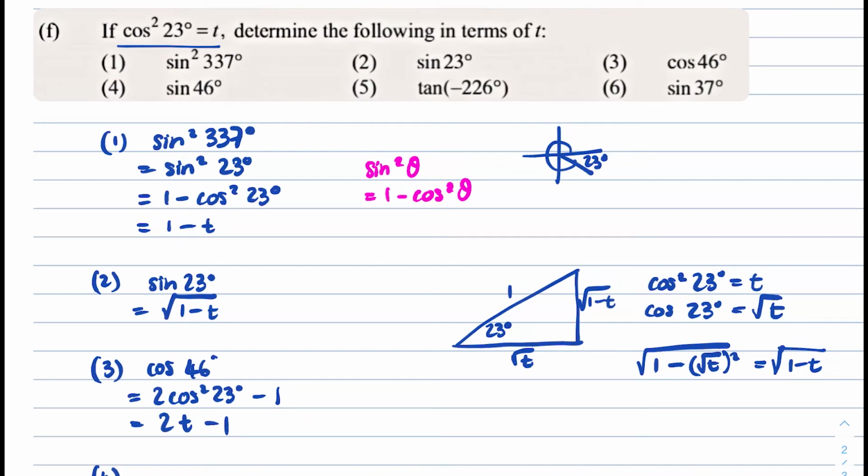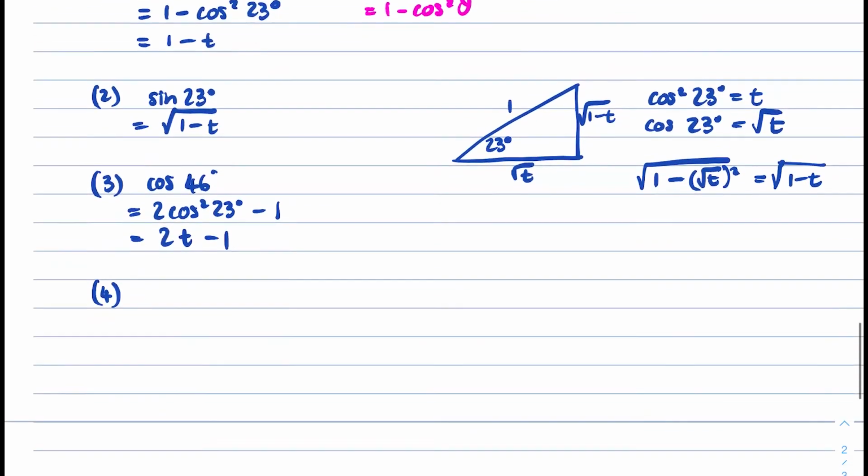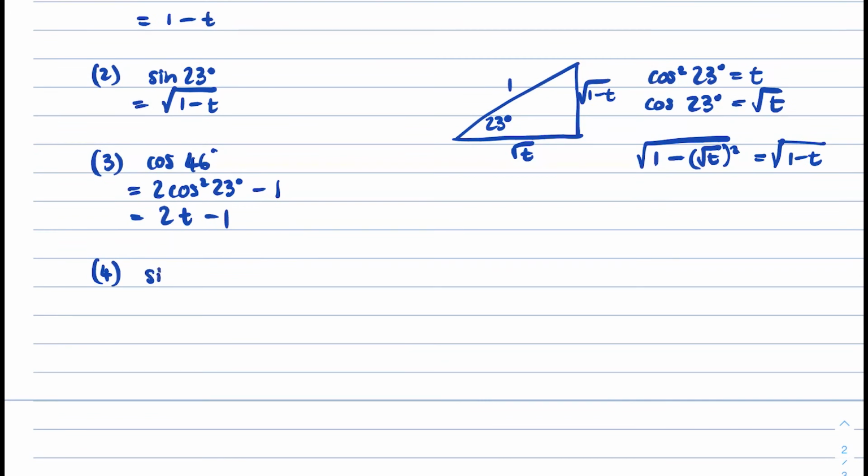Alright. Question 4. The sine of 46 degrees. Okay, sine only has one double angle, so we're going to write this as 2 times the sine of 23 degrees times the cosine of 23 degrees. Now this triangle here, if we look, will become immensely helpful, because the sine of 23, what we've already seen, that's the root of 1 minus t. And the cos of 23, well, that's the adjacent over the hypotenuse, which is just the root of t.